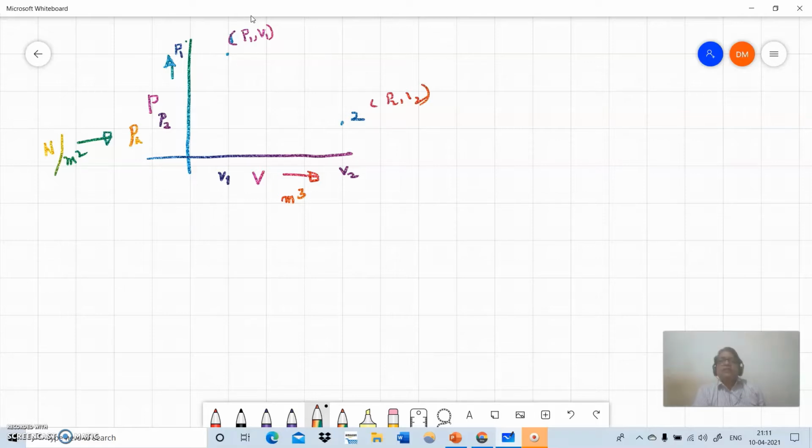With this we know that at state 1, the gas, whatever it is, has a pressure P1 and volume V1, and at state 2, P2 and V2. So these are all properties, and they tell about the condition at that particular point. That is why properties are called state functions.